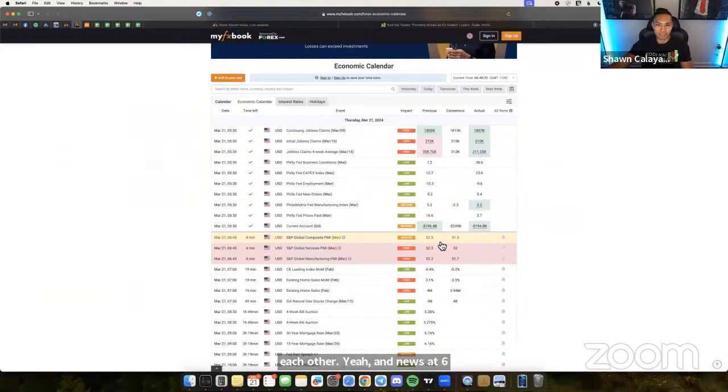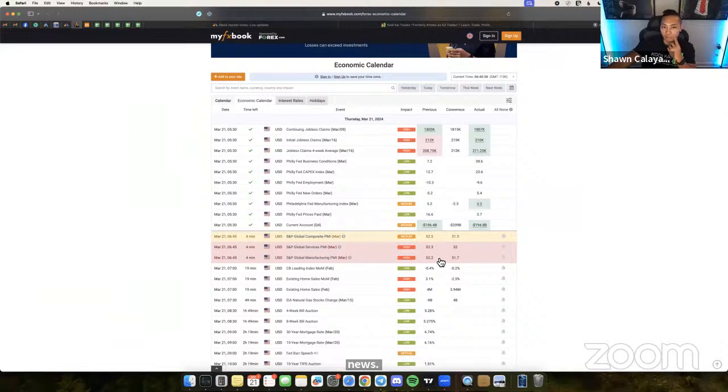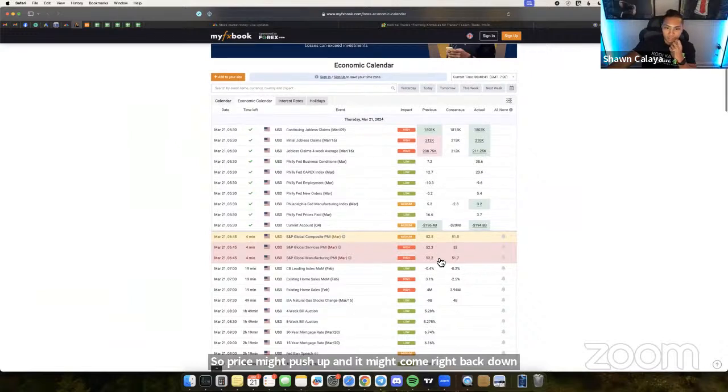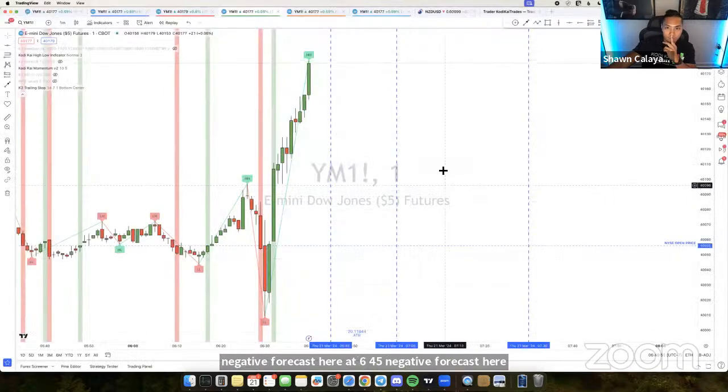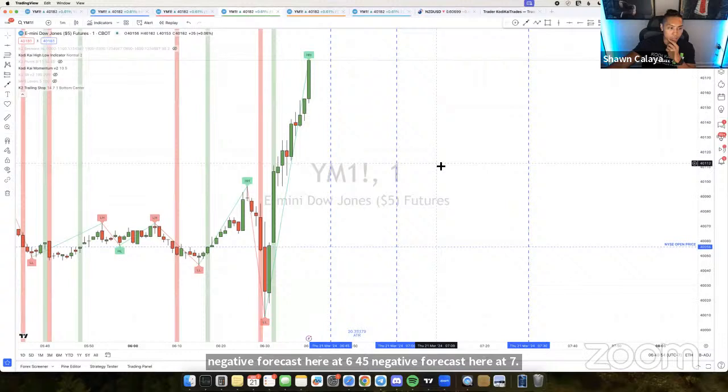They're forecasted to be negative. Looks like, yeah, it's forecasted to be negative news. So price might push up and then it might come right back down. But I mean, who knows? We'll see. Yeah, both of the news are forecasted to be negative. So negative forecast here at 6:45, negative forecast here at 7. You got 5 minutes till news.